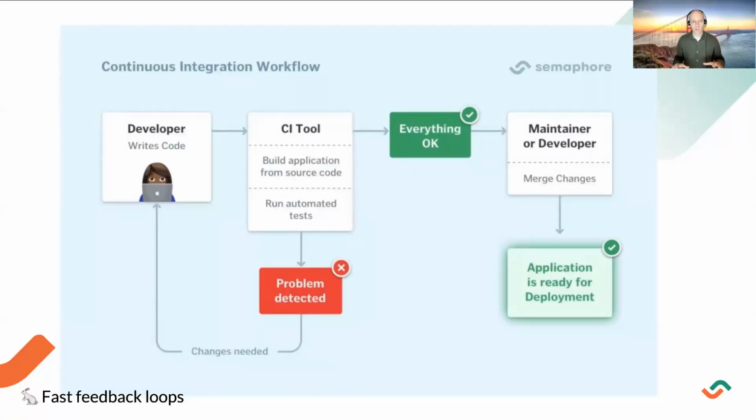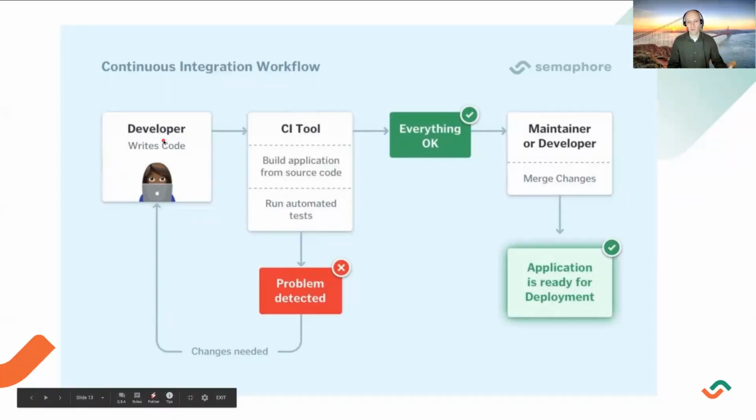In more detail, how does this look in practice? Well, a developer writes code. As code is written and committed into a repository, it's passed onto a CI tool. That CI tool builds the application from that code and runs those automated tests. If a problem is detected, that feedback is fed back to the developer. They can adjust their code and change the way the feature works. If everything is okay, there is usually someone who decides if this is going to be shipped or not.